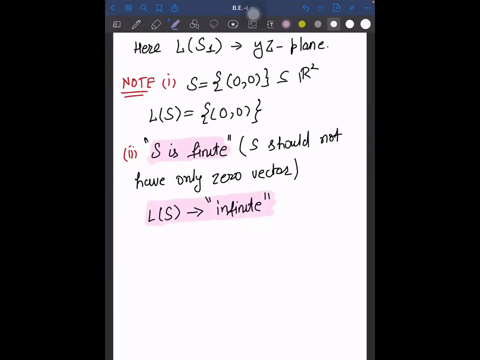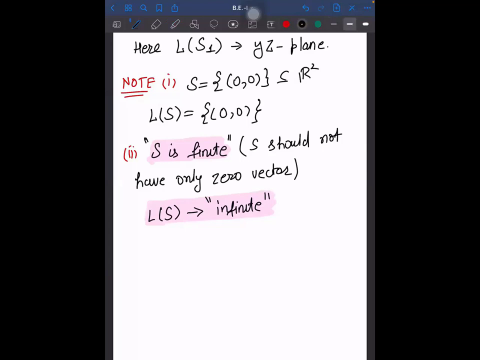So always keep in mind, L of S has a very big size. And there is only one case of exception, that is S shouldn't contain only the 0 vector. Otherwise, you take the linear span of S, you will get so many vectors. So now, sometimes a vector can be written as a linear combination, sometimes it cannot be written as a linear combination, right? So I'll give you a very simple example of that.